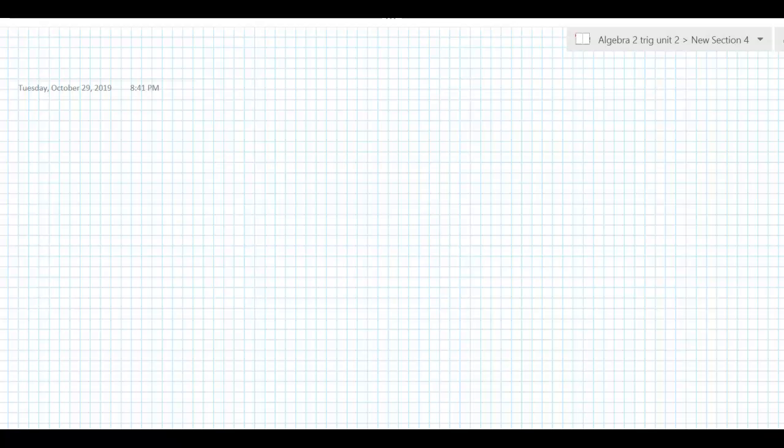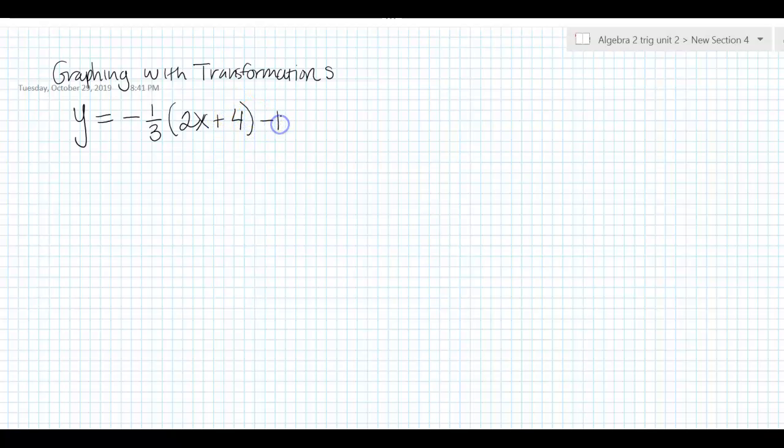Okay, we're going to talk about graphing with transformations. And so we're going to look at some quadratics written in vertex form, but where they also might have a horizontal stretch or compression. So let me give us an equation here. Okay, so let's say that we had this equation here.